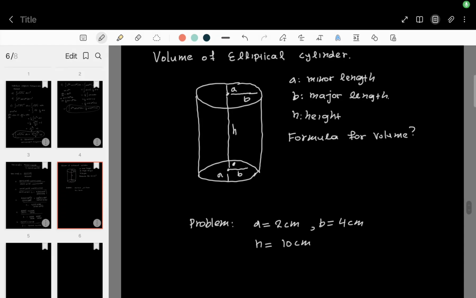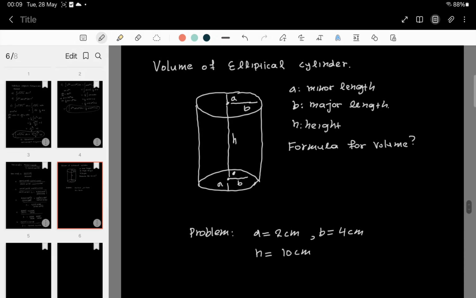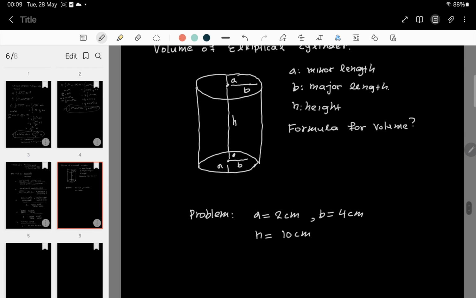In this video, we pay attention on how to find the volume of an elliptical cylinder. It's a cylinder, but on top and bottom we have two ellipse shapes. A here is the minor length, B is the major length, H is the height from top to bottom. And the first question is to find the formula for the volume.